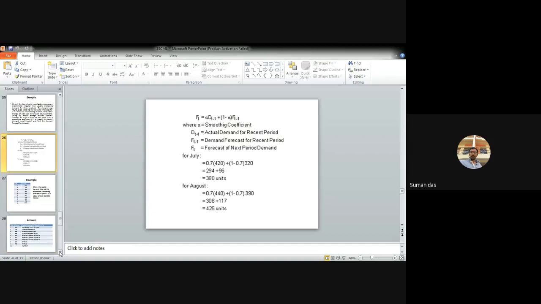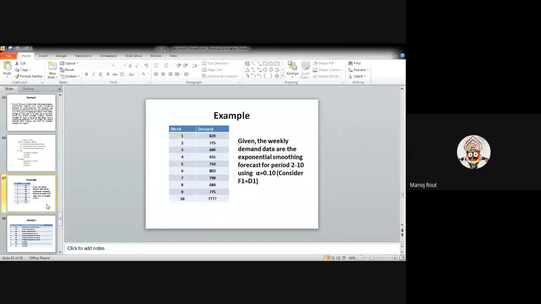Okay. The next one is a typical example. Just write down this data. The given weekly demands are for the exponential smoothing forecast for 2 to 10 periods, and your smoothing constant alpha is given, but there is a condition given: F1 equals D1.